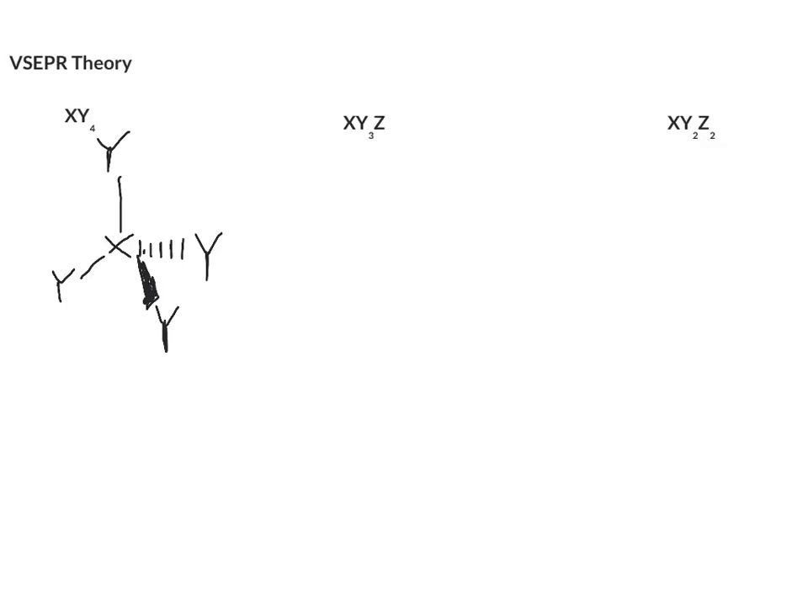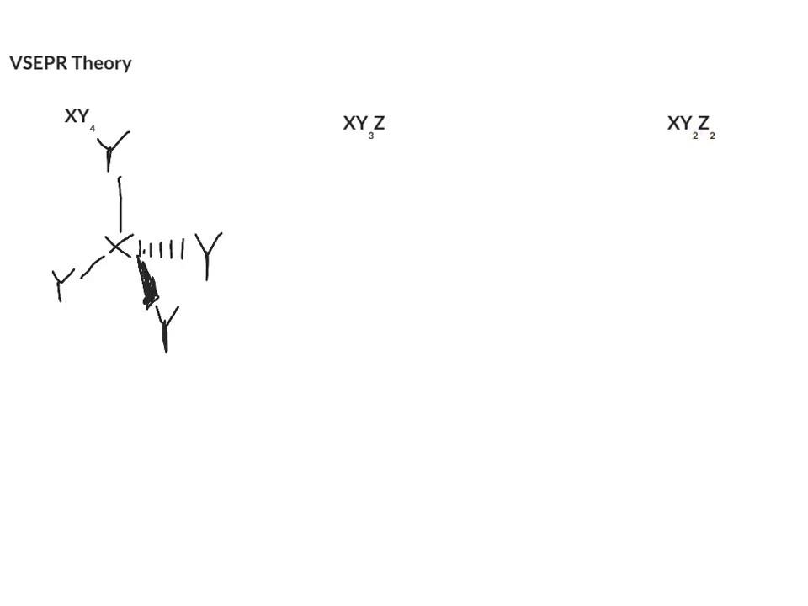VSEPR theory continued. What do you do whenever you introduce lone pairs, non-bonding electrons, around a central atom? What's on the screen is a tetrahedron from an XY4 type from previous slides. Z stands for a lone pair of electrons on the central atom. Notice that for this particular grouping, you have a total of 4 bonding groups: 4, 3, 1, 4, 2, 2, 4.